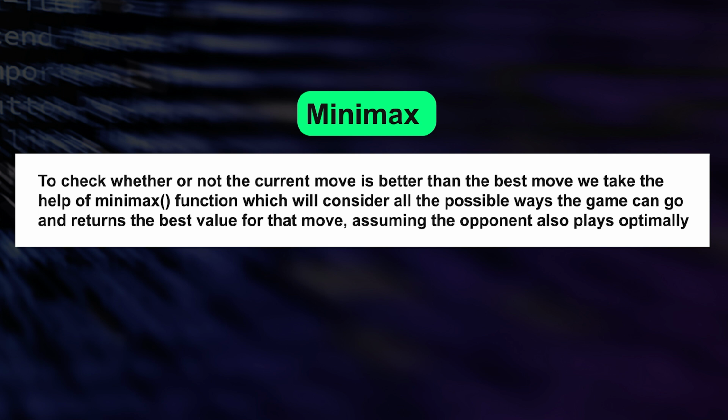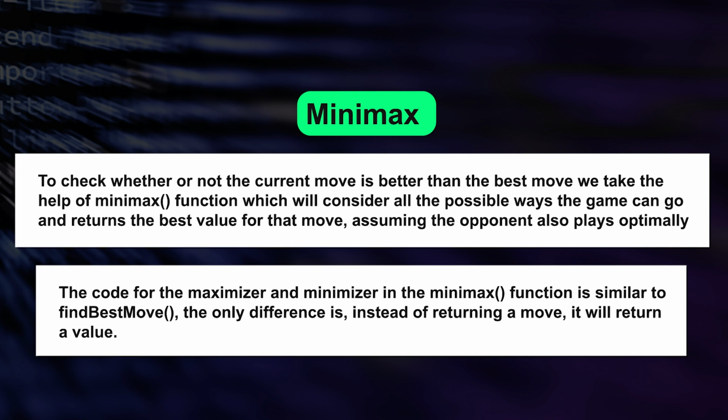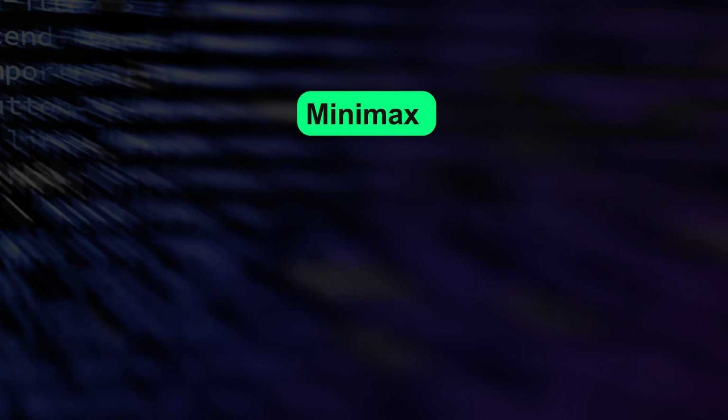To check whether or not the current value is better than the best value, we take the help of the min-max function, which will consider all the possible ways the game can go and return the best value for the move, assuming the opponent also plays optimally. The code for the maximizer and minimizer in the min-max function is similar to the find best move function. The only difference is instead of returning a move, it will return a value. Hence, here is the pseudocode.